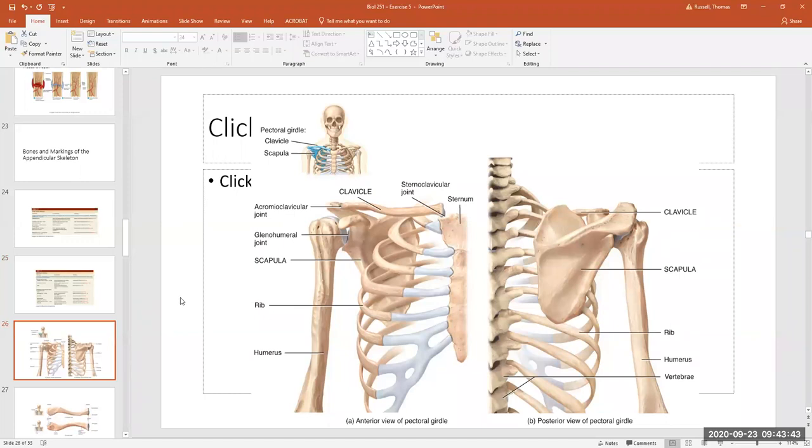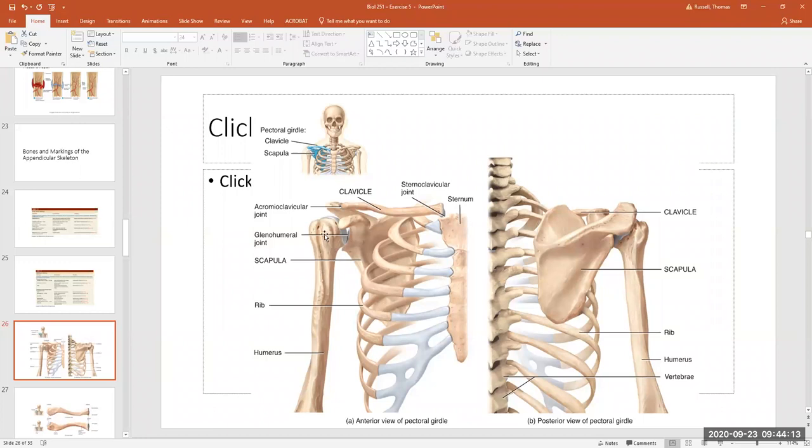And in particular, we're doing the appendicular skeleton this week. The appendicular skeleton includes the bones of your arms and legs, but also what we call the pectoral girdle and then ultimately the pelvic girdle. So if you look at this picture that I have here, obviously you can see the rib cage, right? And the sternum. This is all going to be on the axial skeleton.